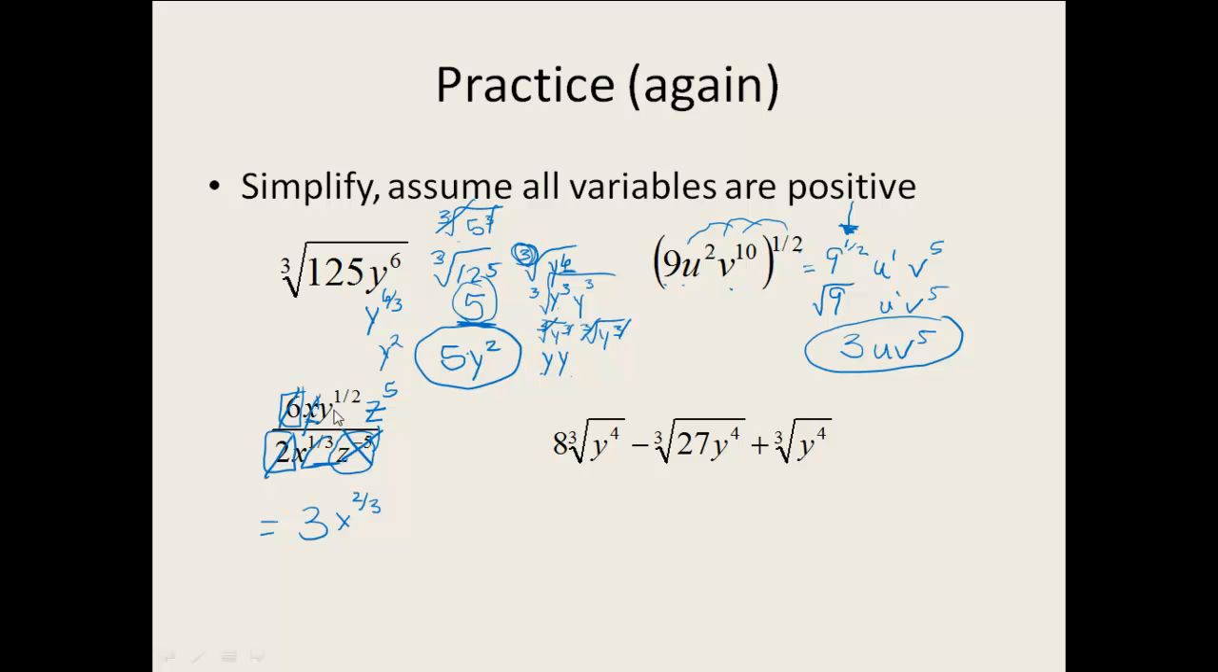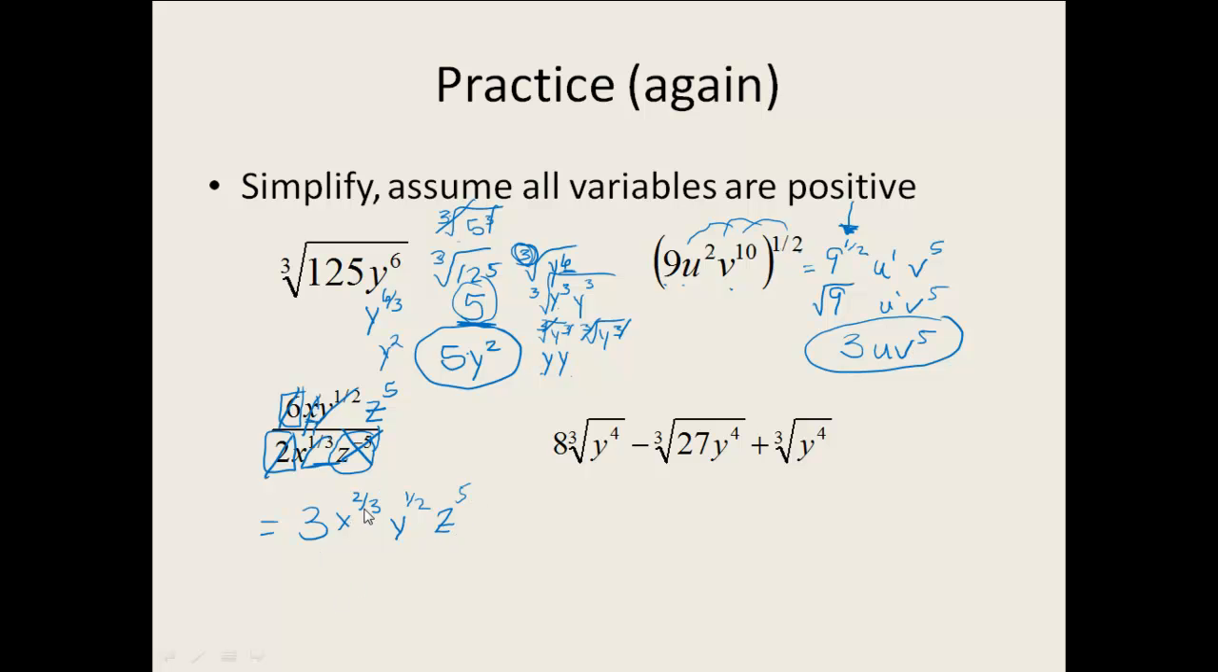Now this y to the 1/2, it doesn't get to combine with anything because there's no other y's. So we have y to the 1/2. And the z to the fifth doesn't get to combine with anything, so we have z to the fifth.